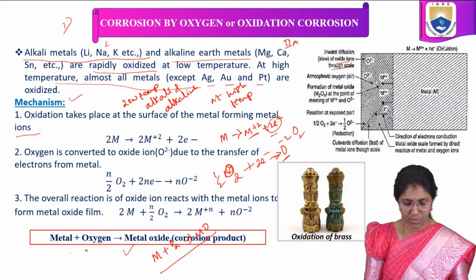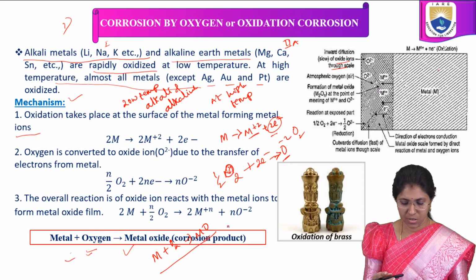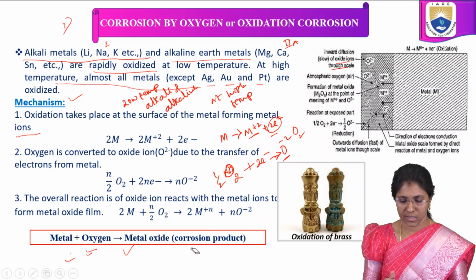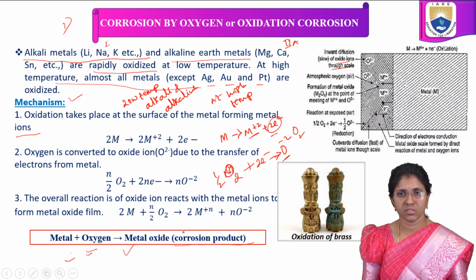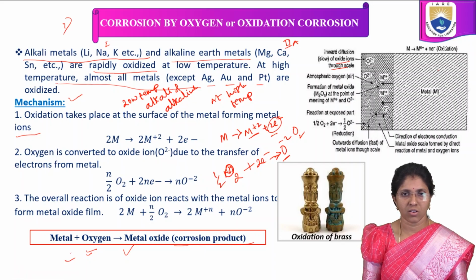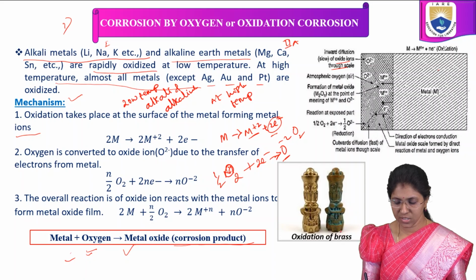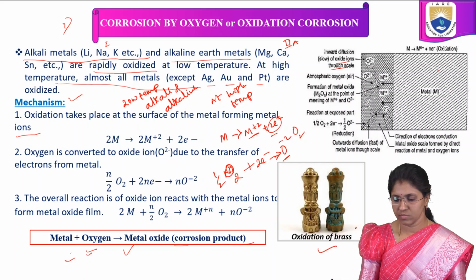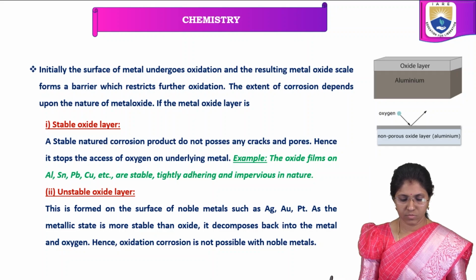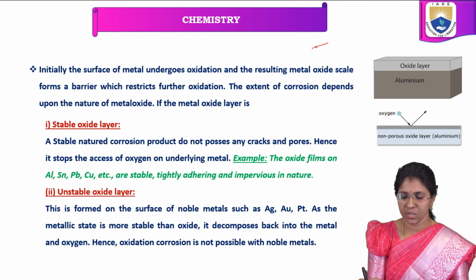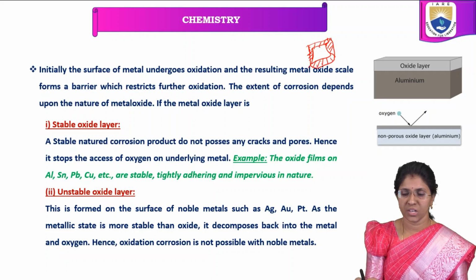So in this, metal and oxygen react with each other and form metal oxide, which is the corrosion product. So this is corrosion due to oxygen. Here the corrosion product is metal oxide. An example of this is oxidation of brass. Initially, metal is reacting with oxygen and forms metal oxide. The total surface exposed to the environment can undergo oxidation and form metal oxide.